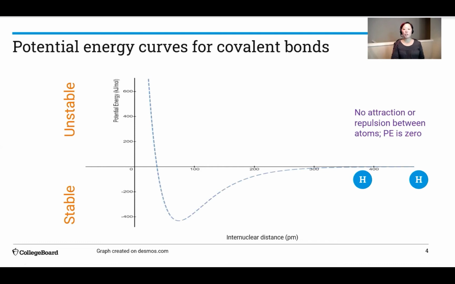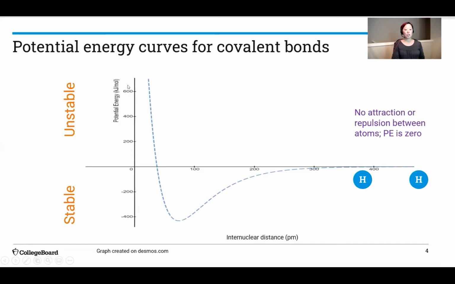This is a potential energy curve for covalent compounds. If we look on the x-axis, this is internuclear distance. What that means is the distance between the two different nuclei within the same bond, and this is measured in picometers. On the y-axis, we have potential energy, and this is measured in kilojoules per mole.